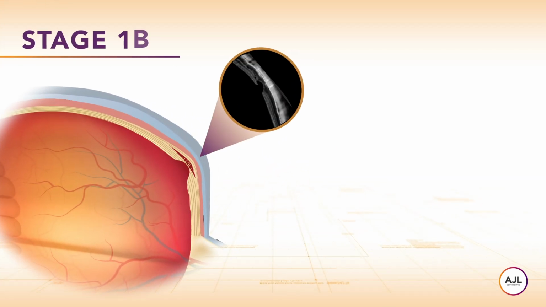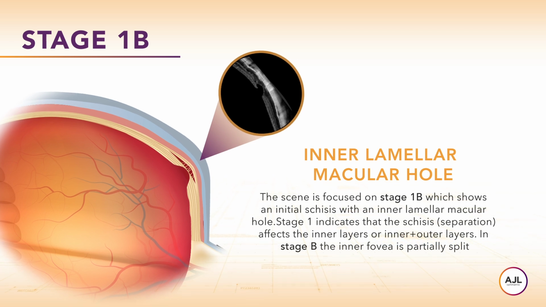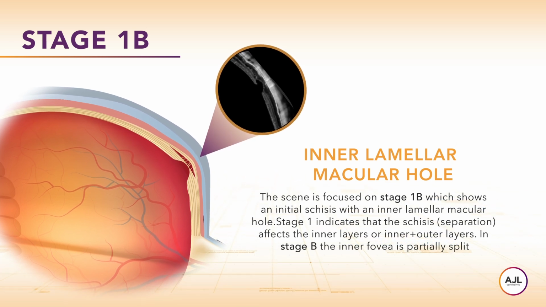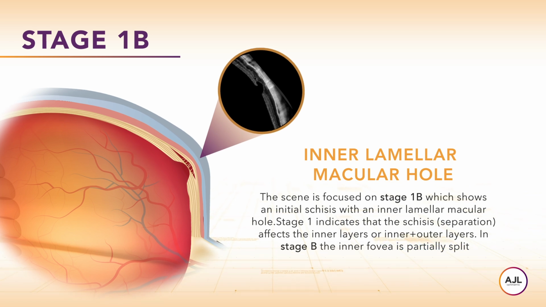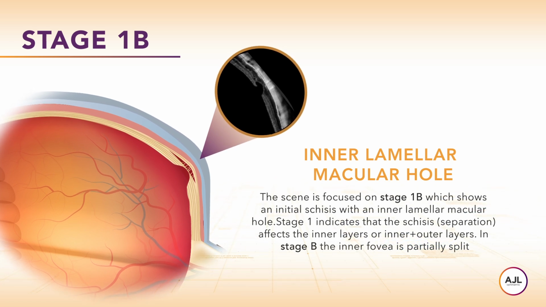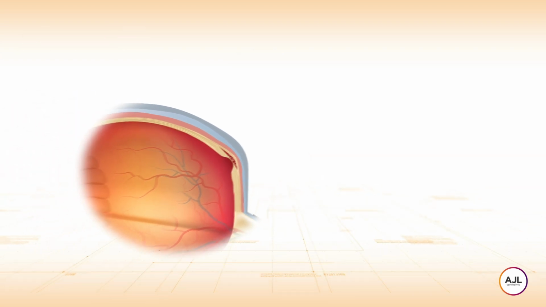The scene is focused on stage 1B, which shows an initial schisis with an inner lamellar macular hole. Stage 1 indicates that the schisis affects the inner layers or inner and outer layers. In stage B, the inner fovea is partially split.